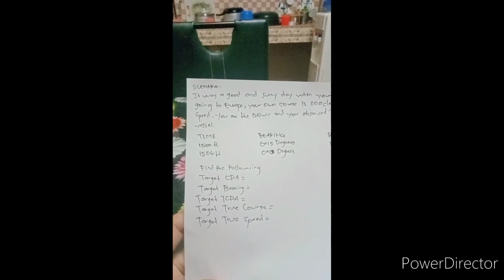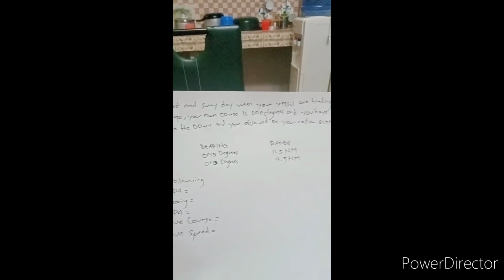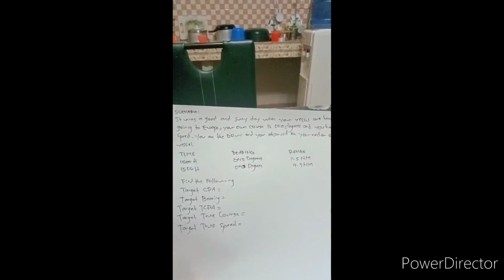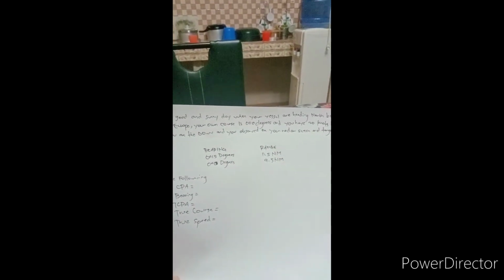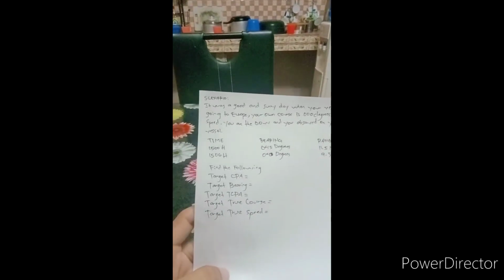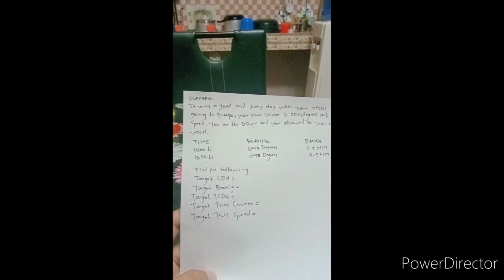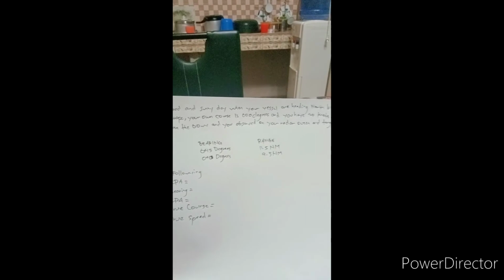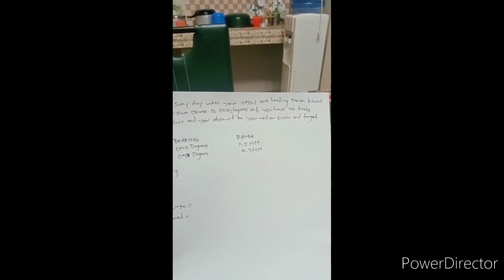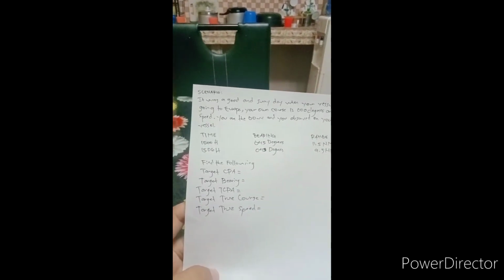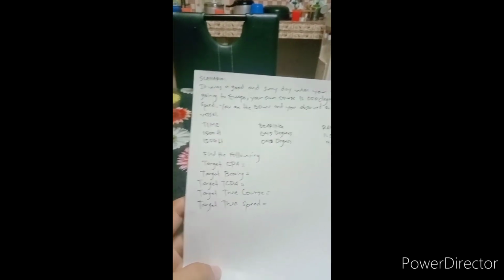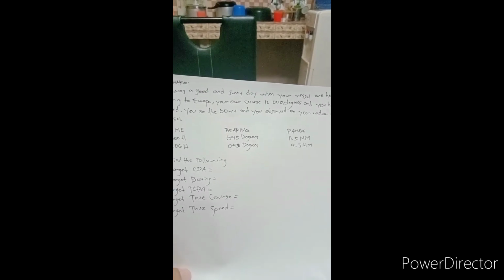The scenario: it was a good, sunny day when your vessel is heading northbound, going to Europe. Your own course is 000 degrees and you have 20 knots speed. You are the OOW and you observe a target on your radar screen. At time 1500 hours, the bearing is 045 degrees and the range is 11.5 nautical miles.